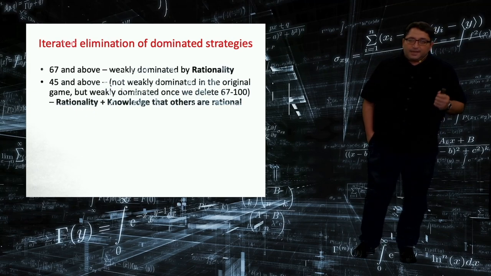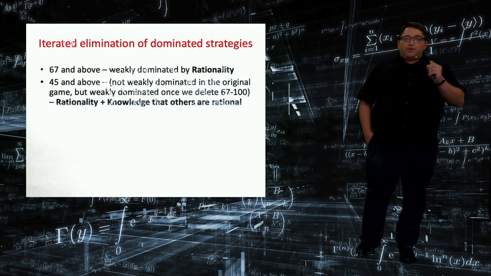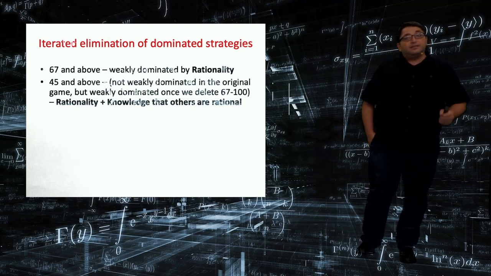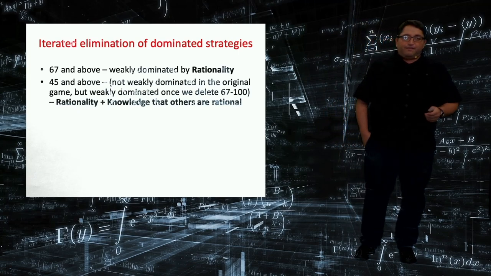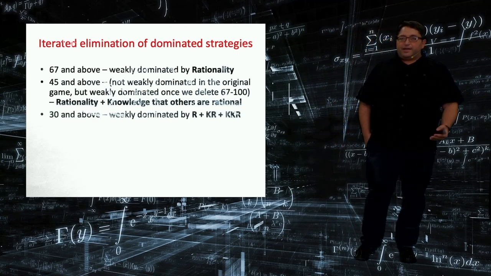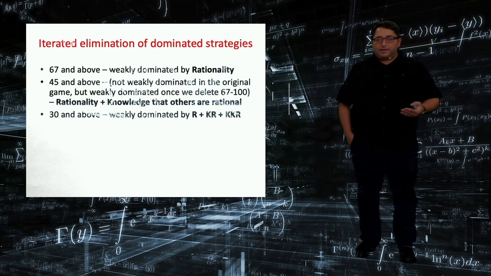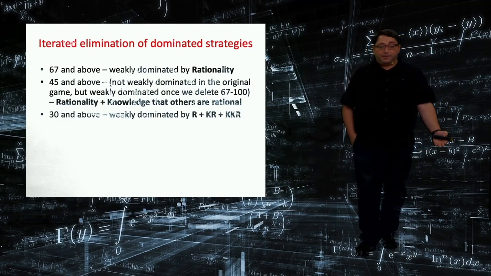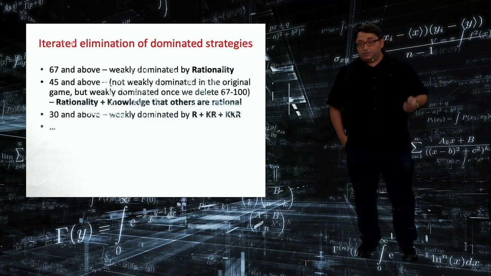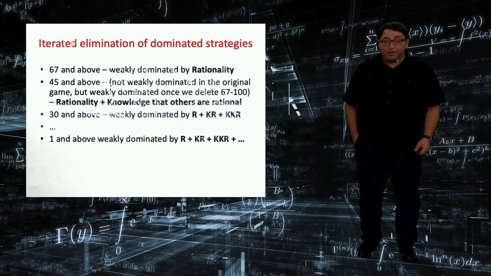This second step is based on the premise of my rationality, everyone else's rationality, plus the knowledge that everyone else is rational. And if I go further, the highest average would be 44, and 2/3 of that is 29. Any number greater than 29 is also weakly dominated. And if I go further and further, we will see that any number greater than 0 will be weakly dominated.